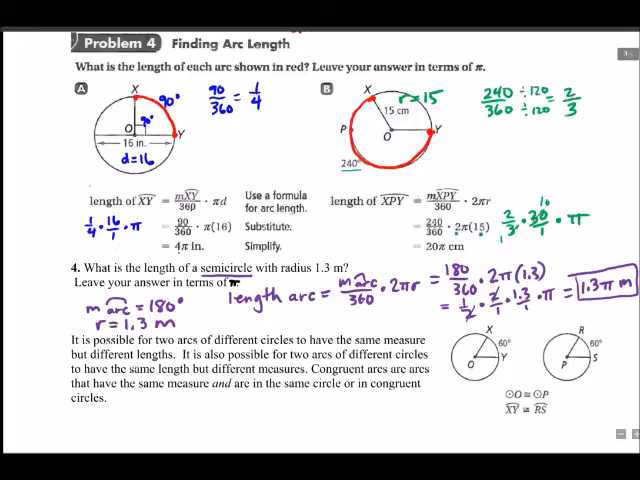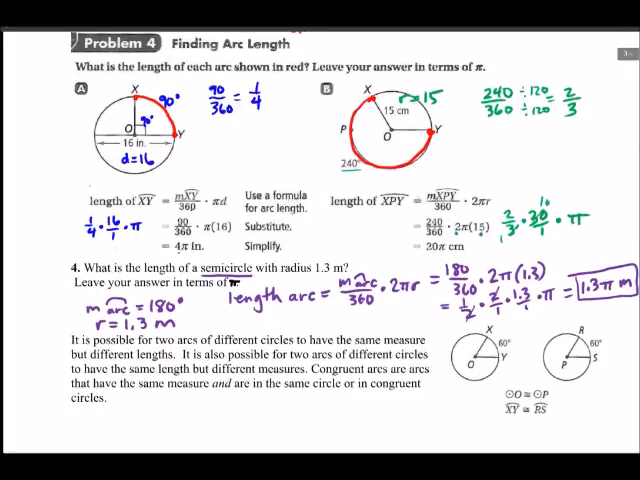You write your formula. The length of the arc is the measure of the arc over 360 times circumference. We have a radius, so 2 pi r. 180 divided by 360 times 2 pi times 1.3. 180 over 360 is 1/2. And then I did times 2 over 1 times 1.3 over 1 and put pi out at the end. We were asked to leave our answer in terms of pi. My 2's cancel and I'm left with 1.3 pi meters. So as long as you label everything you know, write your formula, substitute in, life will be good.